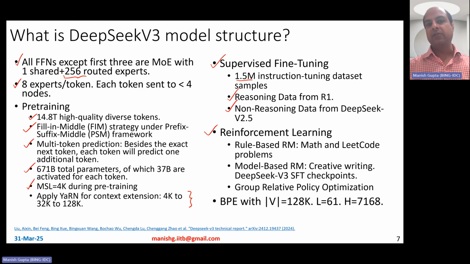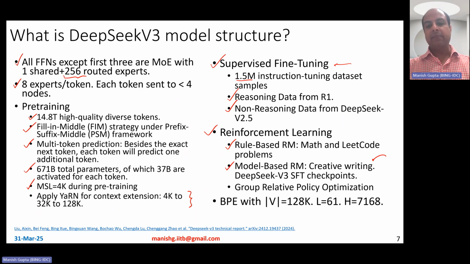Reinforcement learning is actually done using reward models, with 2 kinds of reward models: rule-based reward model and model-based reward models. So for tasks where you can actually get deterministic outputs like math, coding problems, or LeetCode problems, programming problems, right? You can get the exact output. So therefore, the reward is just exact match. While for creative tasks, creative writing and tasks of that kind, they basically use DeepSeek V3 SFT checkpoints, the supervised fine-tuned checkpoints themselves, to define the reward. They also use group relative policy optimization, as I discussed in the previous video.